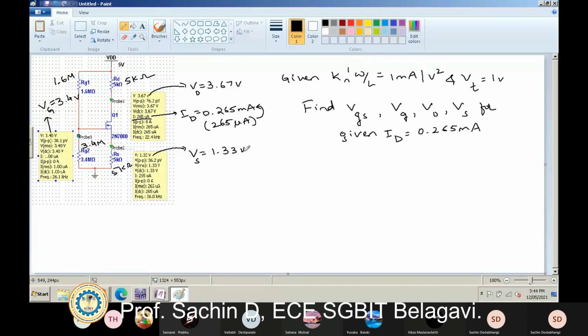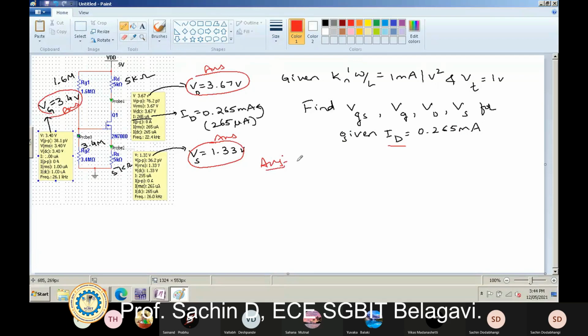This is my question. So already RG1, RG2, RD and RS are given for you. Here these are your answers. So find it and check practically and numerically whether you are getting the same one. This is my answer, VS. This is my answer, VG 3.4 volt. The question is to find the voltages VD, VS and VG. ID is given here.